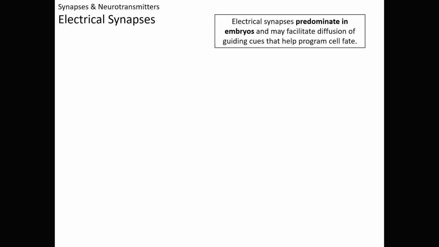Should I become a brain? Should I become a spinal cord? Should I become a sympathetic ganglion? Should I become this or that? How do they know? Well, it's actually all facilitated by these guiding cues.